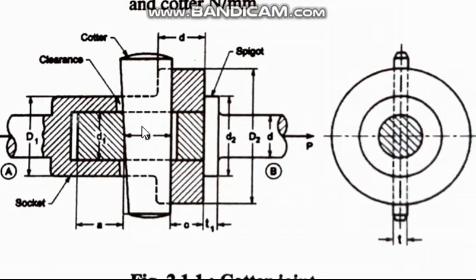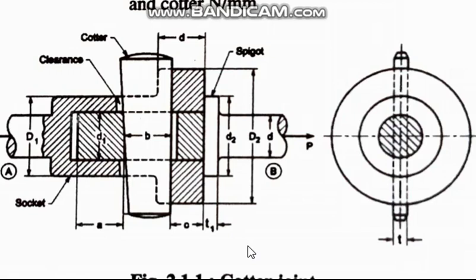Okay, these were for the spigot, and for the socket we found out capital D1, and then we found out capital D2, and we found out this distance C, and for the cotter we found out B. Okay, B we found out two ways, one by shearing, another by bending also, whichever is the larger of the two values. Okay, like this the entire design of the socket and spigot joint is completed.